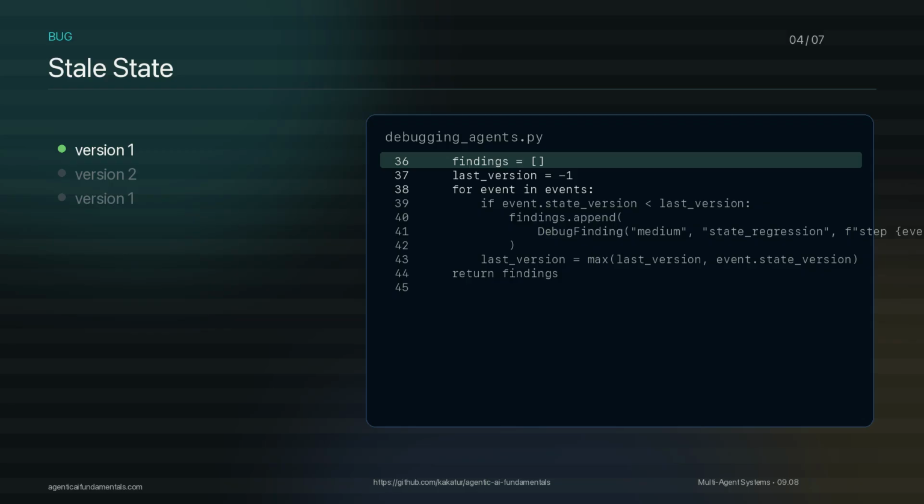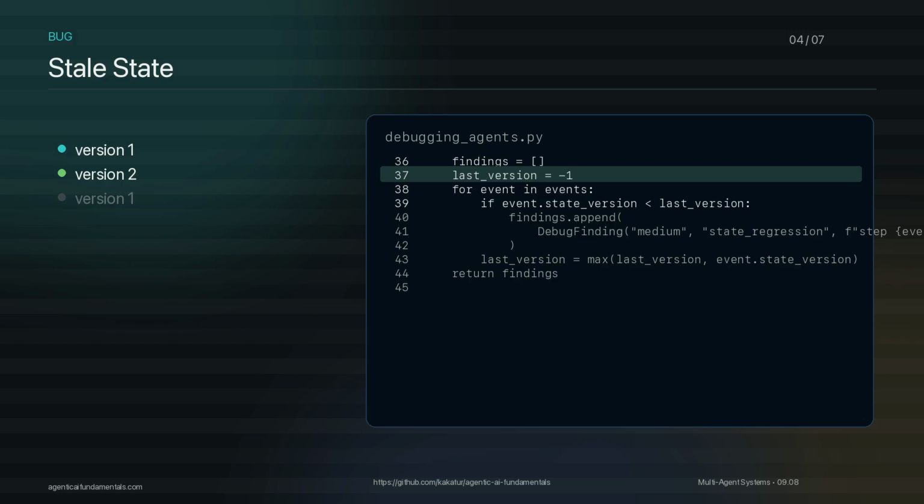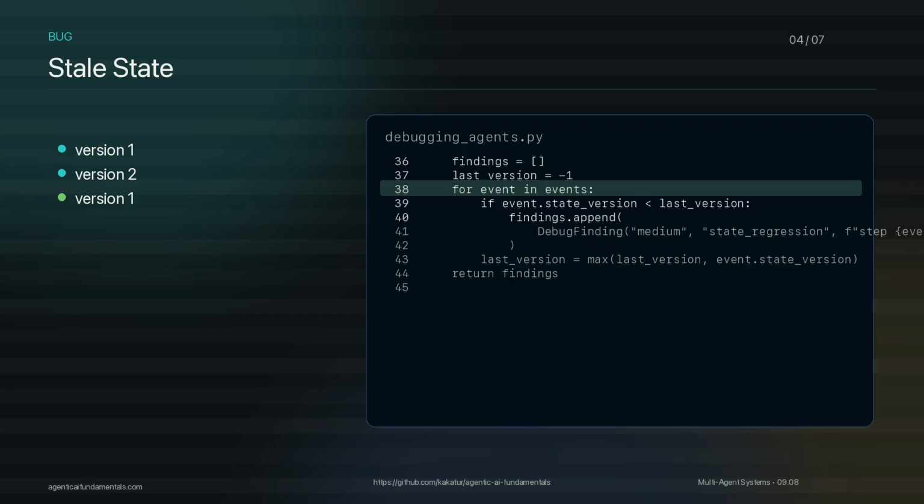The second detector watches state versions. If a later step uses an older state version, you may have a stale read, a retry bug, or a bad branch merge. This is why state versions belong in traces. Without them, stale context looks like bad model judgment. With them, you can say, the answer was wrong because step 4 used state version 1 after the workflow had already moved to version 2. That is a fixable engineering problem.